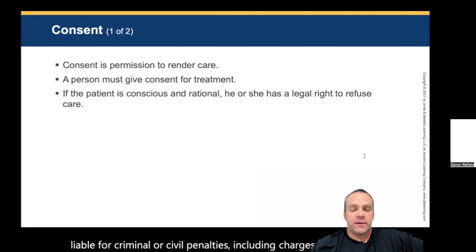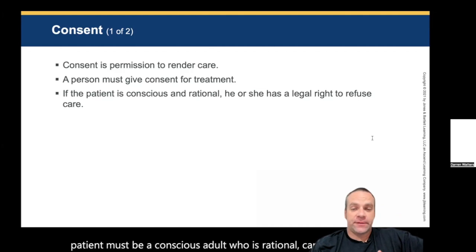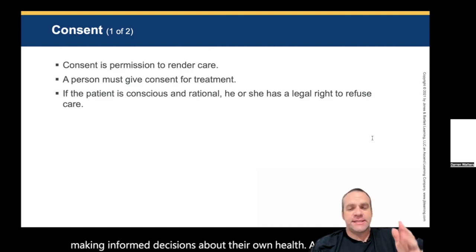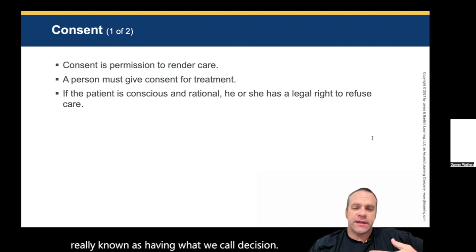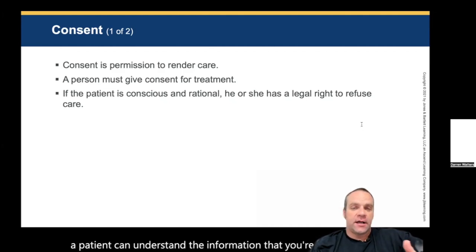So now, for consent to be valid, the patient must be a conscious adult who is rational, capable of making informed decisions about their own health. And that's really known as having what we call decision-making capacity. It's a term we use in healthcare to describe whether a patient can understand the information that you're giving them and make a decision based on it.